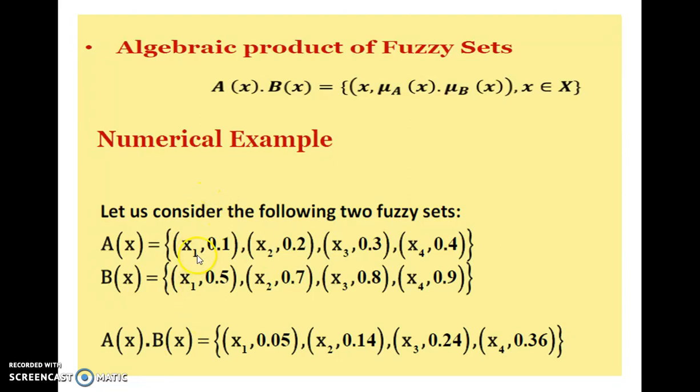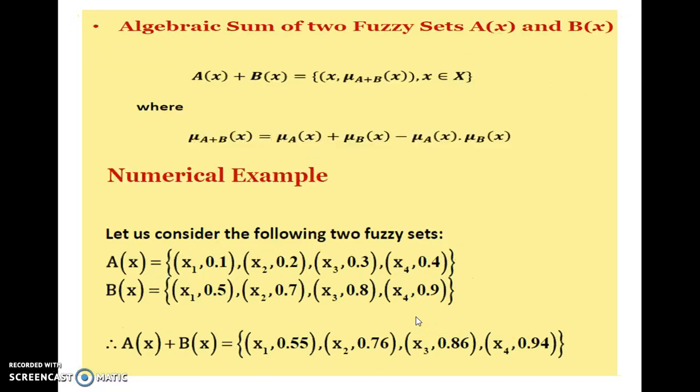So for x1, 0.1 multiplied with 0.5 is 0.05. For x2, 0.2 multiplied with 0.7 is 0.14. 0.3 multiplied with 0.8, for x3, is 0.24. And for x4, 0.4 multiplied with 0.9 is 0.36. So in that way, we have to find the algebraic product.